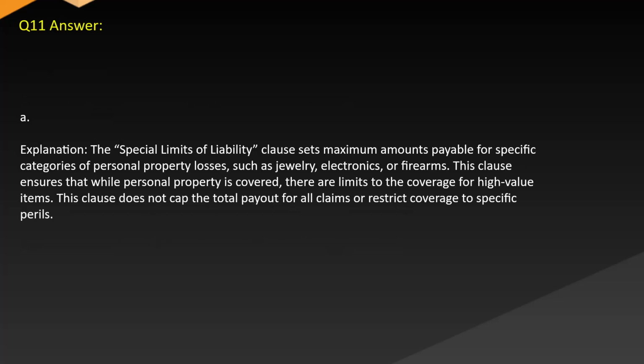Answer A. Explanation. The special limits of liability clause sets maximum amounts payable for specific categories of personal property losses, such as jewelry, electronics, or firearms. This clause ensures that while personal property is covered, there are limits to the coverage for high-value items. This clause does not cap the total payout for all claims or restrict coverage to specific perils.